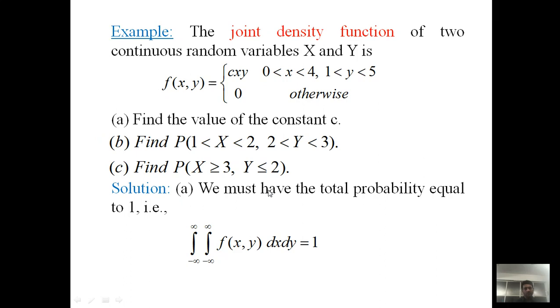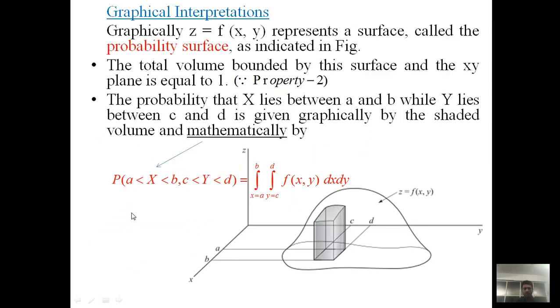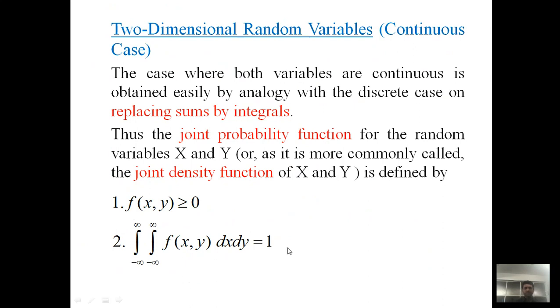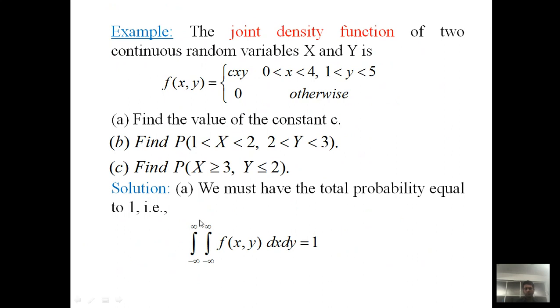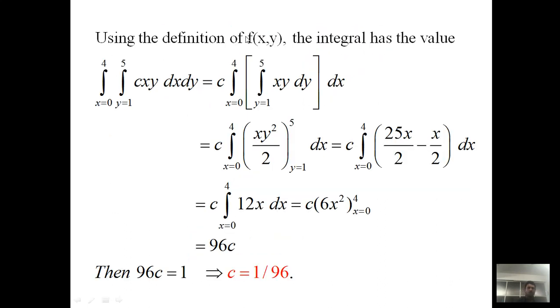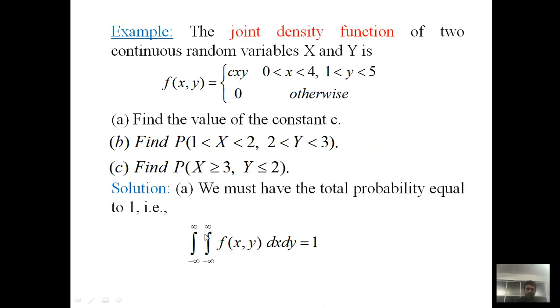Solution A. We must have total probability equal to 1, because this is nothing but a condition or definition of a two-dimensional random variable in the continuous case. So we write down the double integral of f of (x, y) dx dy must be 1. Next we use the facts given in the definition and modify this integral to evaluate the value of c.